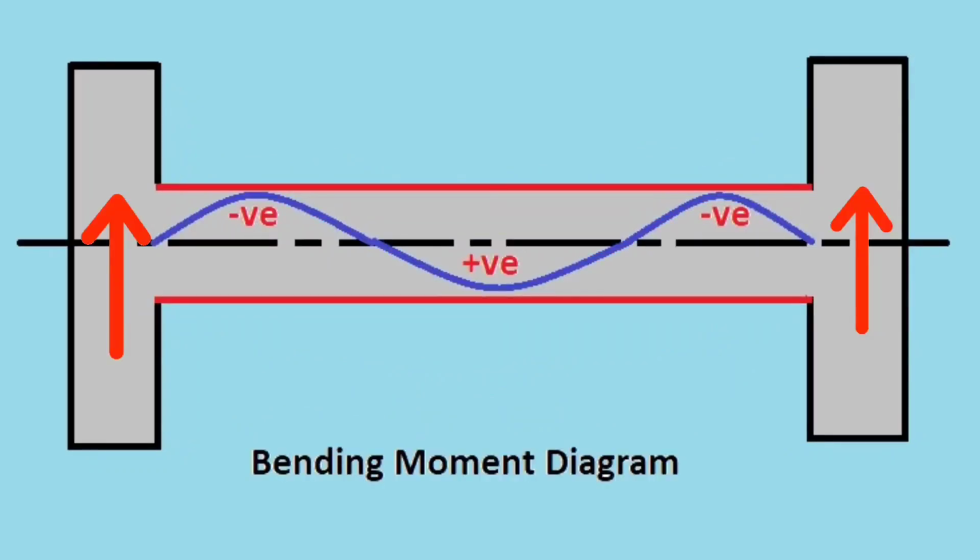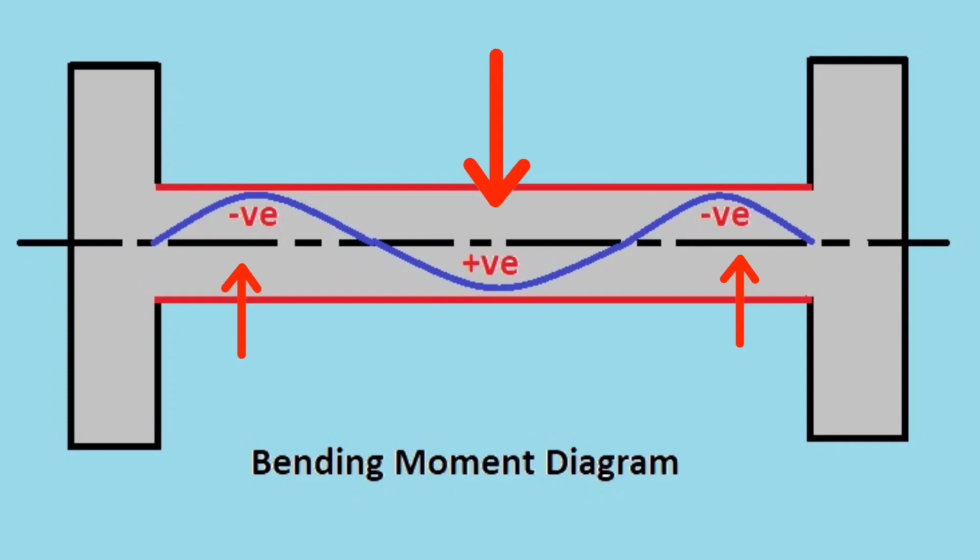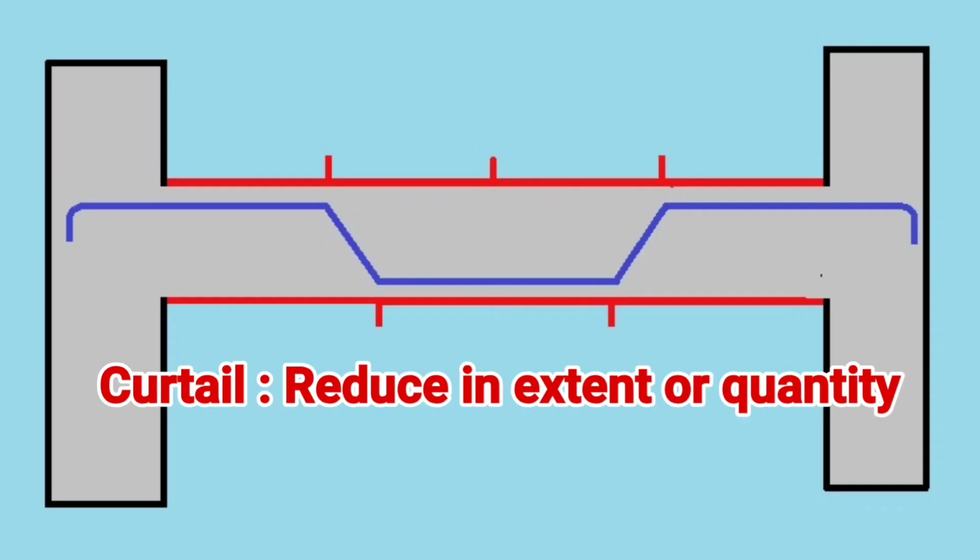At the supports, the columns resist the beam from bending and the forces act negatively in upward direction, and at the middle, the force acts positively, bending the beam downwards. The bars are curtailed so that it is economical and cost effective.